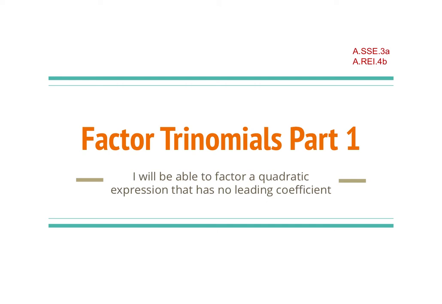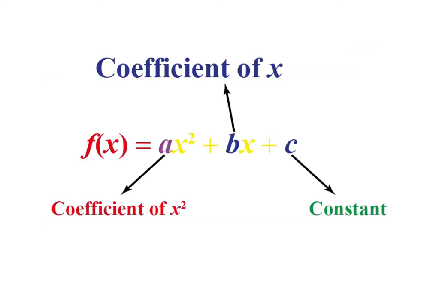Factor trinomials. After watching this video, I will be able to factor a quadratic expression that has no leading coefficient. So we want to talk about what this polynomial is that we are looking at. If we have a polynomial of degree 2, this is a special type of polynomial known as a quadratic. So this is a quadratic expression because my degree is 2, meaning the exponent is 2.